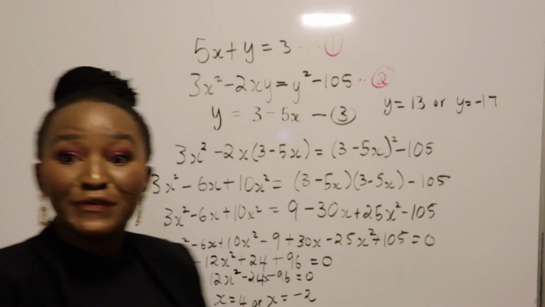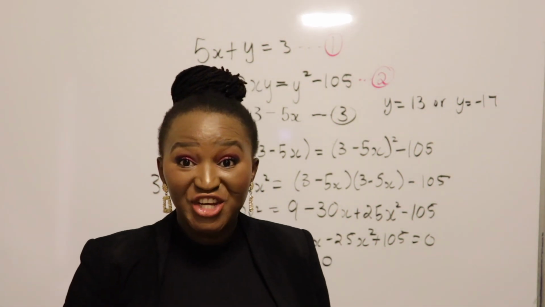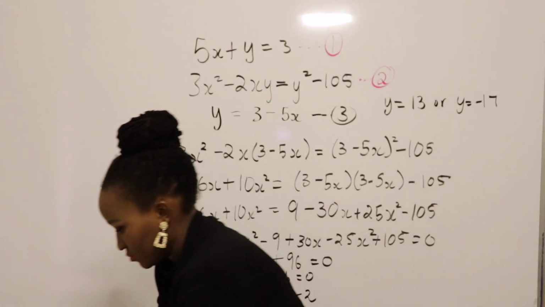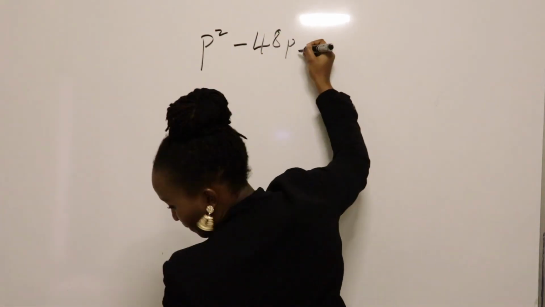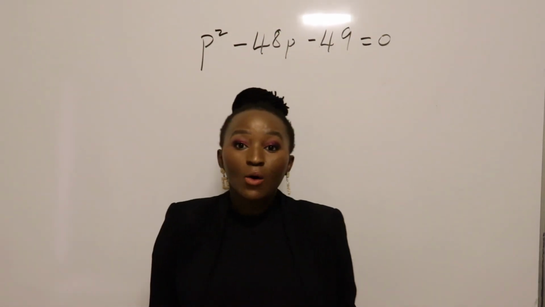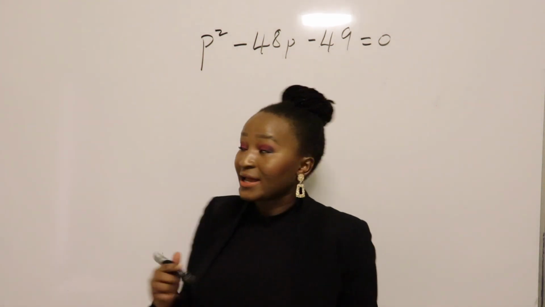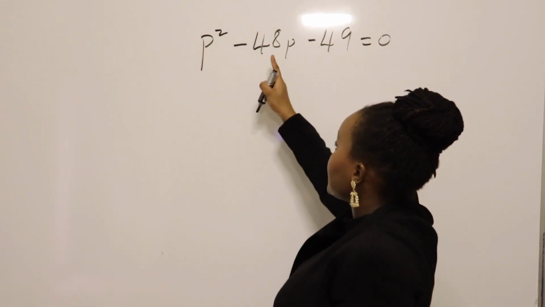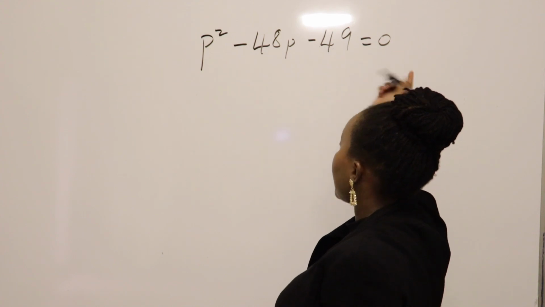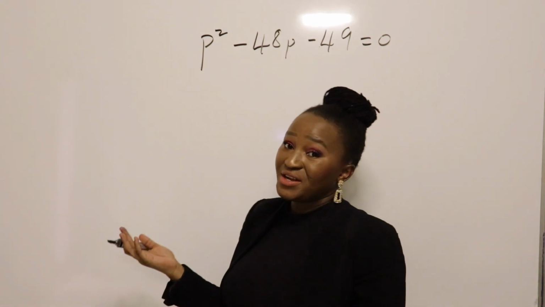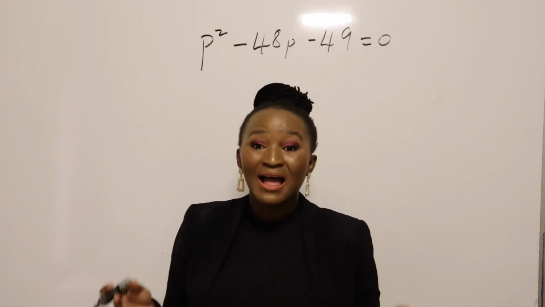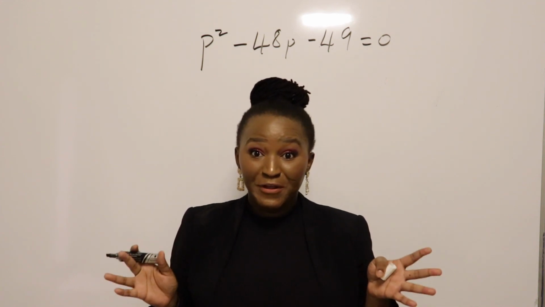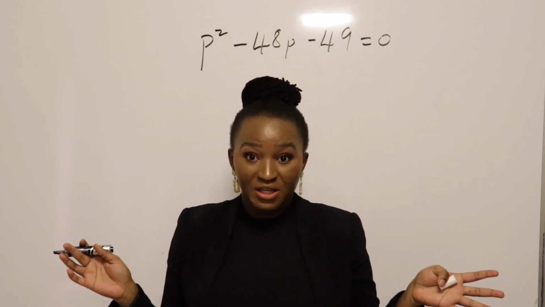Okay, now let's move to the next question. Alright guys, so the next question that we are given is p squared minus 48p minus 49 equal to 0. So this is very easy. You can just press your calculator, mode 5, 3, and you will get the values of p.